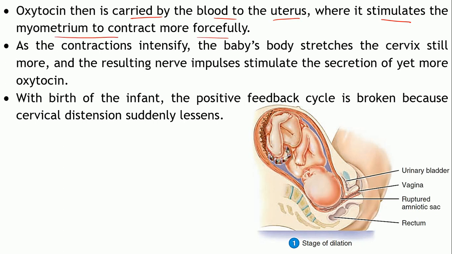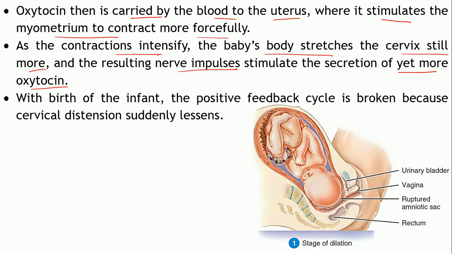As the contractions of the uterine wall increase or intensify, the baby's body stretches the cervix still more as it is being pushed through the cervix. So more and more stretching of the cervix will take place, more impulses will be stimulated and sent to the hypothalamus, and there will be yet more secretion of oxytocin.